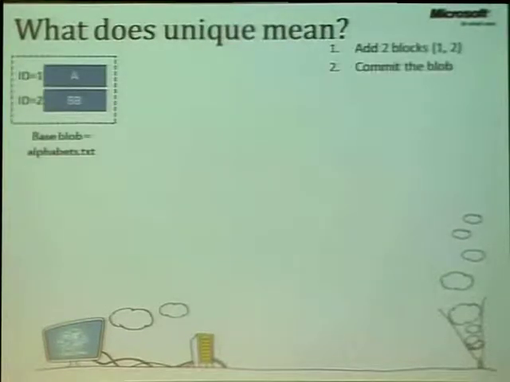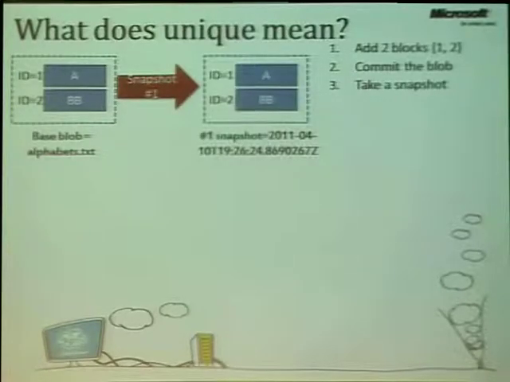So for example, I have created a blob. The blob has two blocks, ID 1 and 2. Okay, uploaded. Now I'm going to take a snapshot of this entire blob. This snapshot is free. There are no charges for this blob. Even though the same data is available, there are no charges. You will only be charged for this.